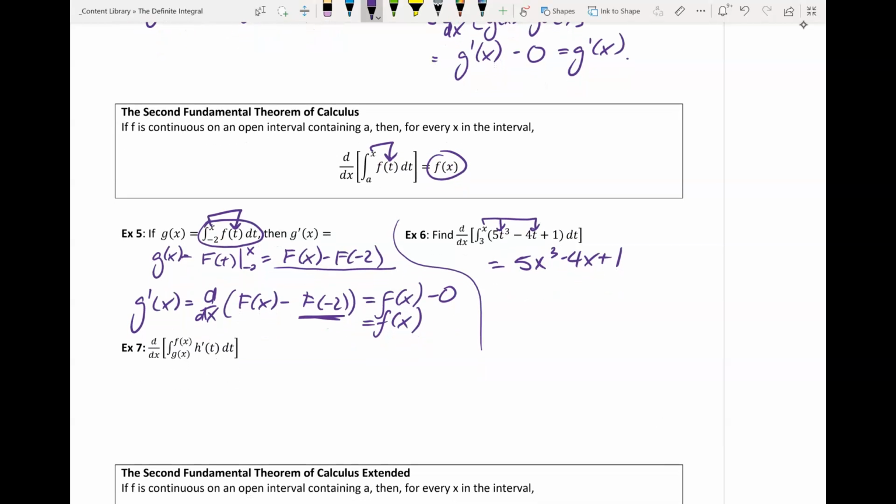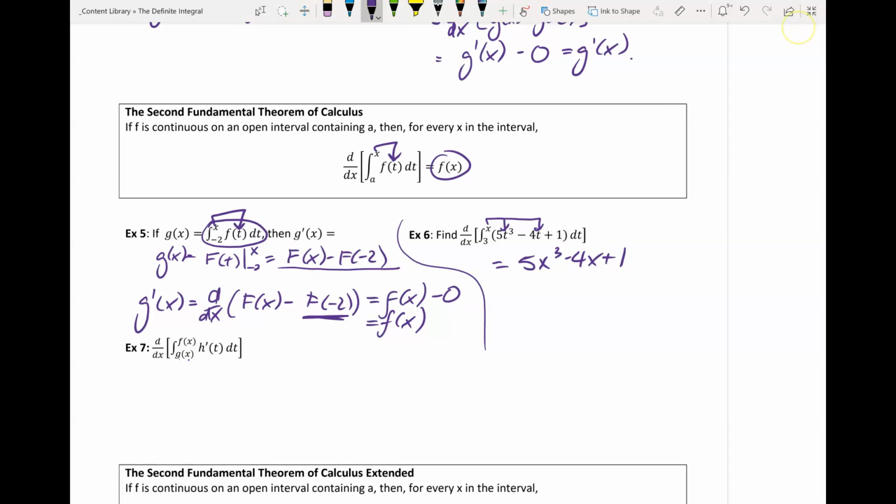This one's a little bit more complex because we have functions now, g of x and f of x in our bounds. But first off, I'm going to find the antiderivative of h prime of t, which is h of t. And then we'll evaluate this from g of x to f of x. And don't forget your derivative in the front. So you will take the derivative after. Okay, now we're going to evaluate this. So we have h of f of x minus h of g of x.